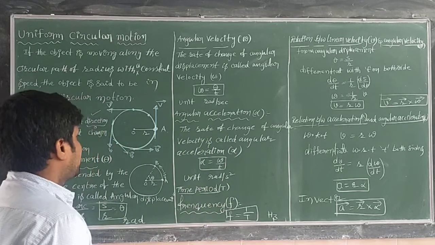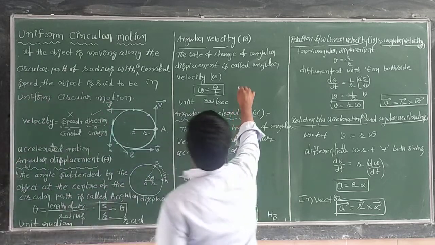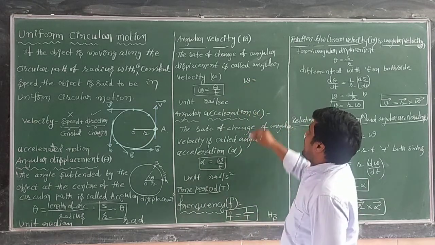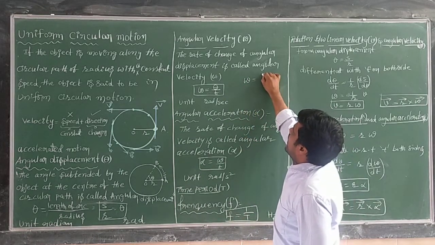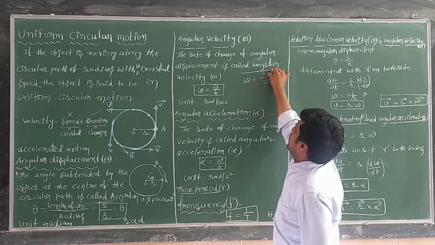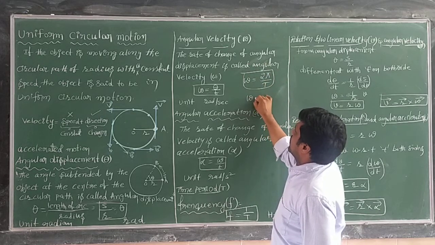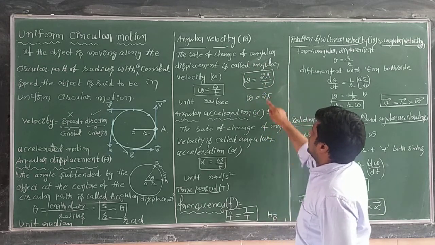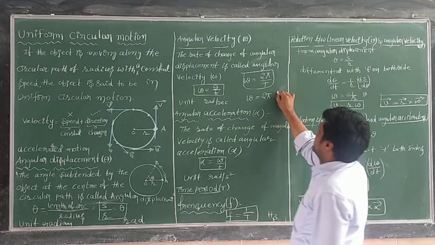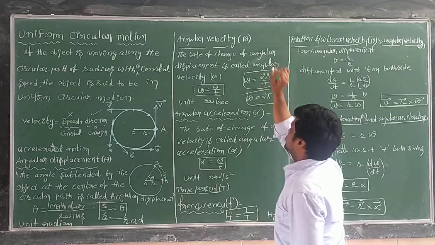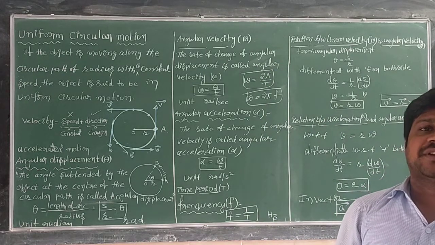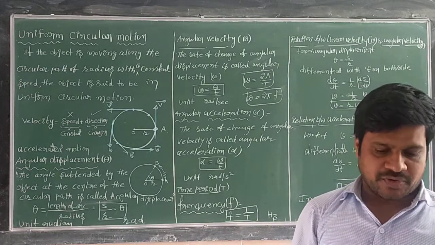Angular velocity for one complete revolution is equal to angular displacement by time. So we can write omega equal to 2 pi into 1 by T, and 1 by T is nothing but frequency f. Now these are the basic information about uniform circular motion.